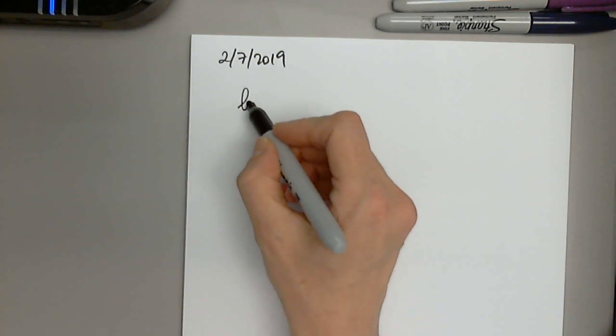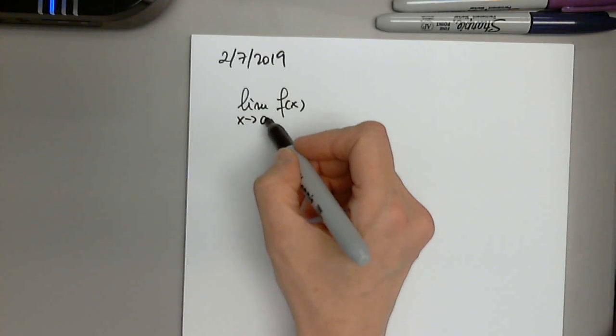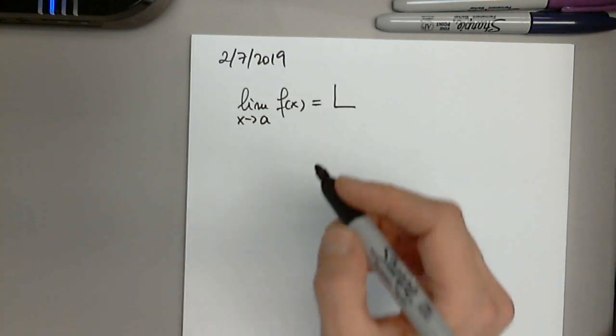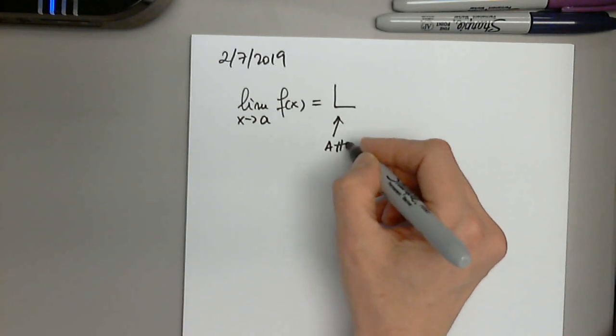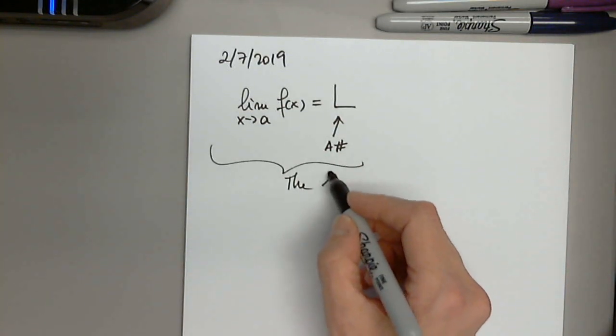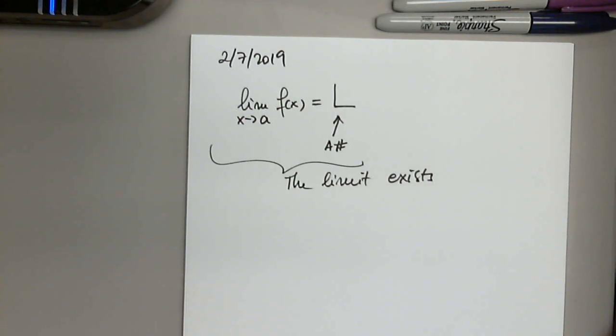When we say that the limit of a function as x approaches a number is L, L being a number, which means the limit exists. This says the limit exists. I have a few things to identify or clarify if you want.